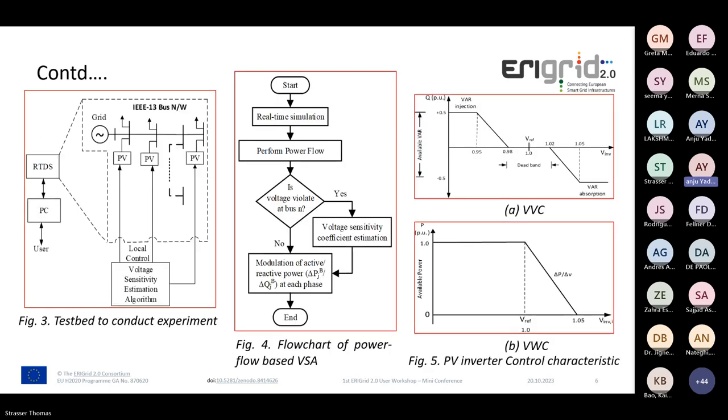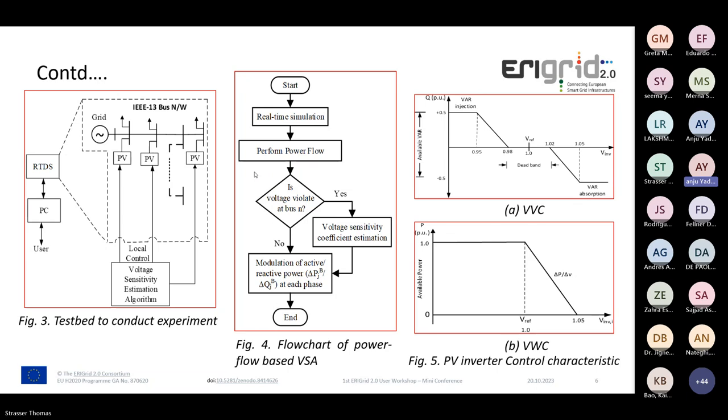Figure 3 represents the test bed that is used to conduct the experiment. Here we can see that the PVs are placed in bus 634, 671 and 680. PHIL is placed on bus 671 and 680, operated at one bus at a time. That is the combination of PV emulator and power amplifier.